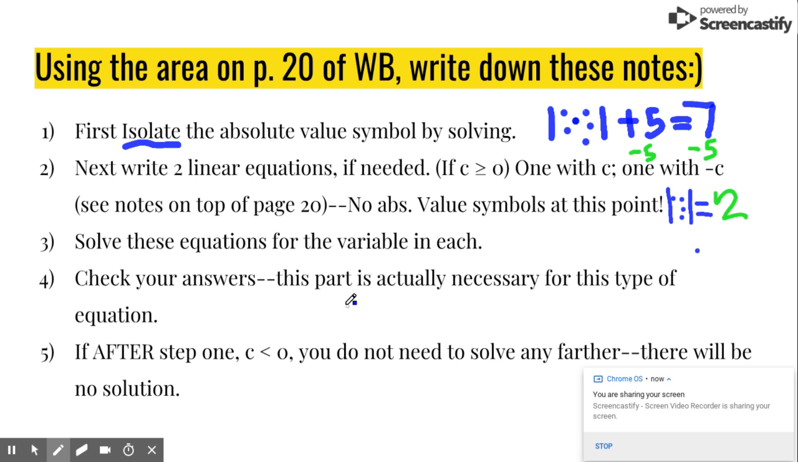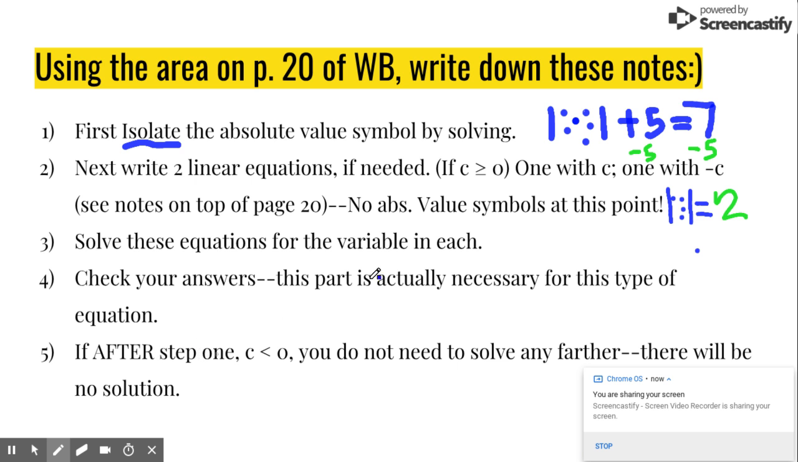And then you solve those two equations to find out exactly what the variable equals, and you want to check your answers. This part is actually necessary, not just suggested, for this type of equation, because of what we call extraneous solutions, which you don't have to worry about until tomorrow in class.